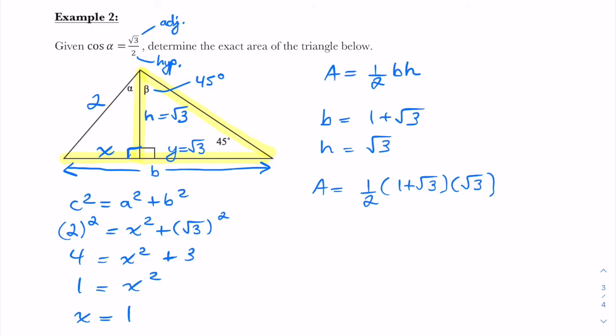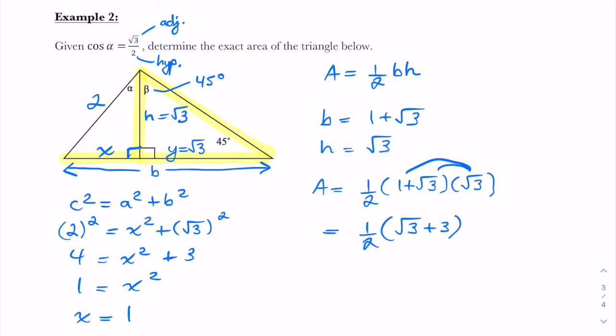Remember, we're trying not to use calculators here, so let's go ahead and simplify just like we did back in Unit 3. We'll distribute the square root of 3 into the brackets. That's going to be root 3 plus 3. And aside from that, everyone, I'd say this is pretty much done. You can't really simplify this anymore.